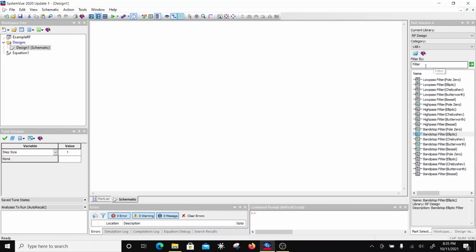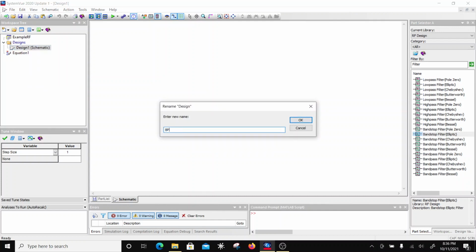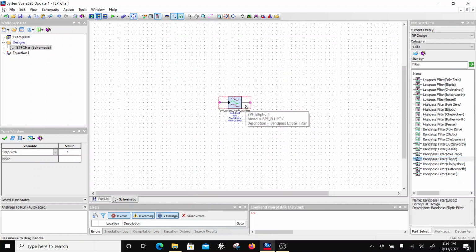For example here, I have just saved this project as example RF, and this is the design. I can rename the design here. Let's rename this as BPF Characteristics, and I am going to pick up a band pass filter. There is Butterworth, Chebyshev, elliptic, and then Bessel. I'm going to pick the elliptic filter, because an elliptic filter is going to have sharp cutoffs, and I'm going to use this as an image reject filter. So I place that filter here.